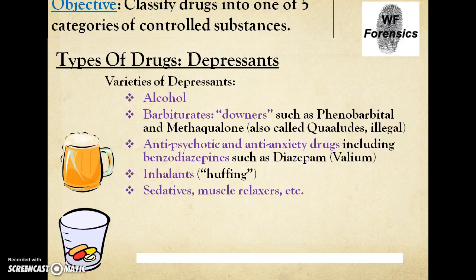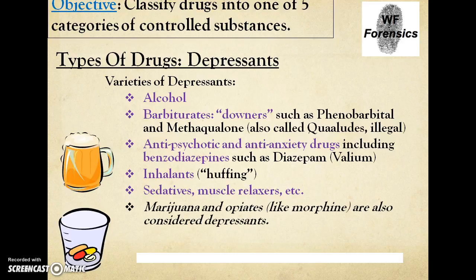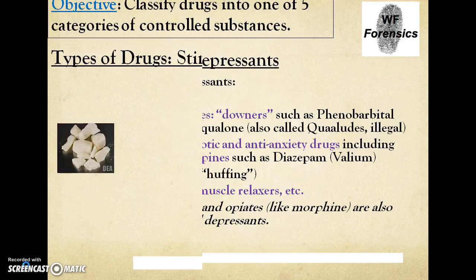Then there's also inhalants, sedatives, and muscle relaxers, right? If you think about it, if somebody is given a sedative, they're going to be very, very sleepy because their heart rate's being decreased. And lastly, marijuana and opiates, which would be like morphine, are also considered depressants because they decrease your heart rate.